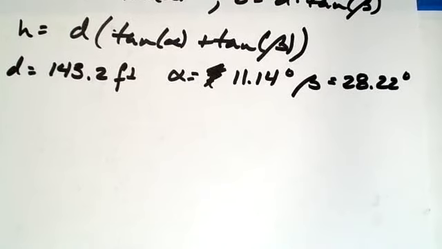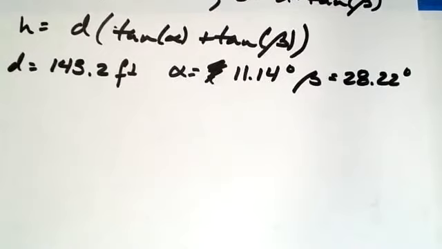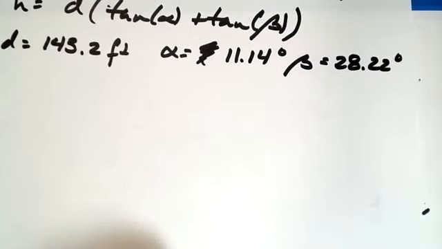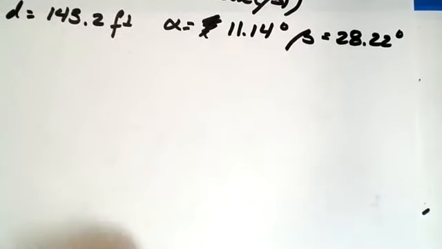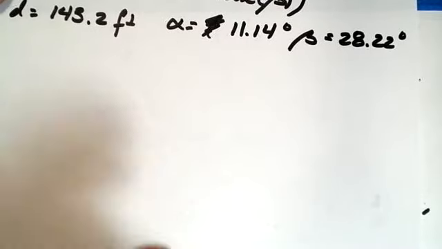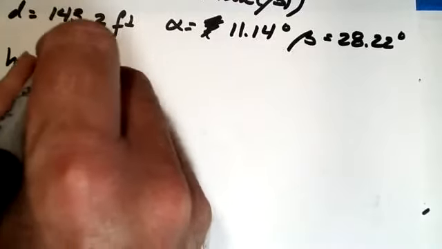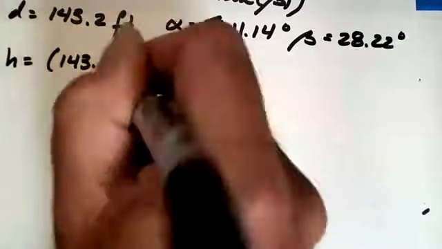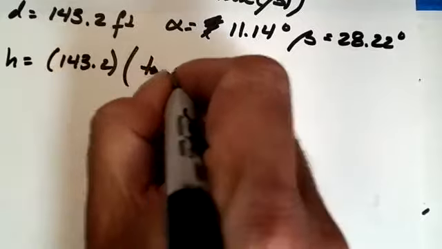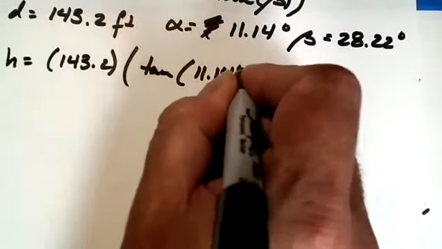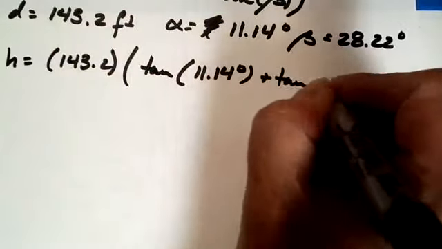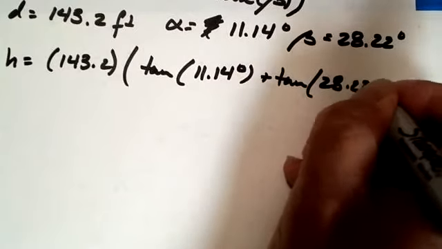The result is going to have, strangely enough, 4 digits of significance, even though it shouldn't be that way. But let me show you why that happens. And again, it's a good rationale for why significant digits does not make sense. Okay, so h then is equal to this d, so 143.2 times the tangent of 11.14 plus the tangent of 28.22, right?